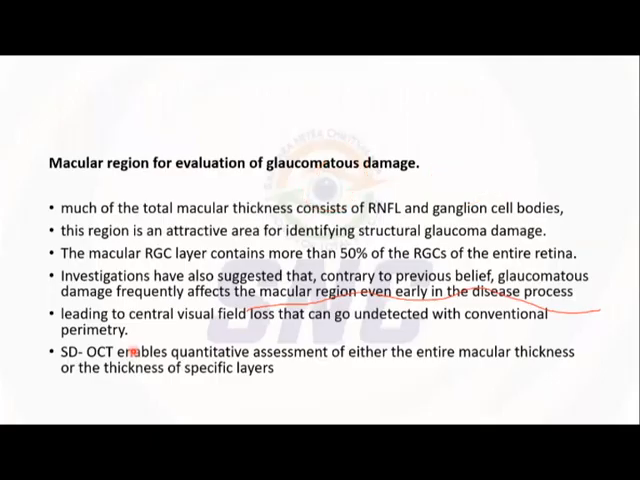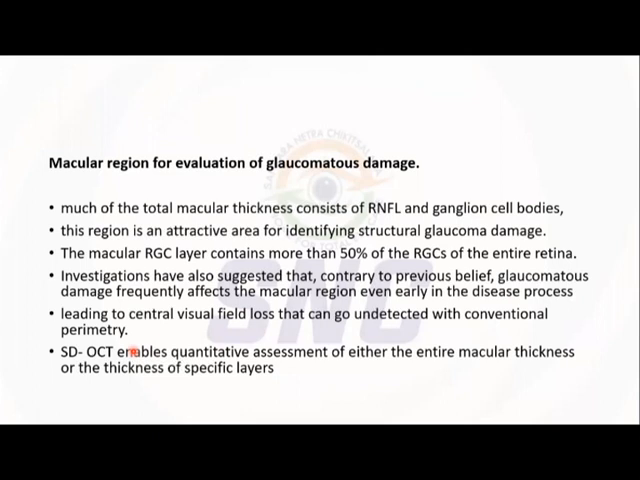And the macular region for evaluation of glaucomatous damage. Much of the total macular thickness consists of retinal nerve fiber layer and ganglion cell bodies in this macular region, and this region is an attractive area for identifying structural glaucoma damage. The macular retinal ganglion cell layer contains more than 50% of the retinal ganglion cells of the entire retina.